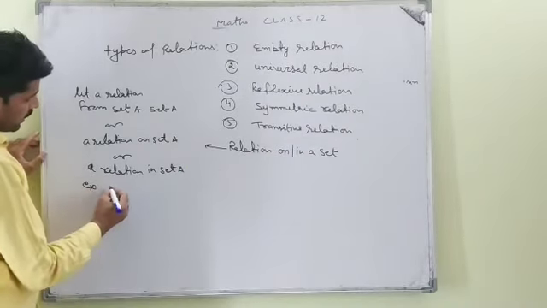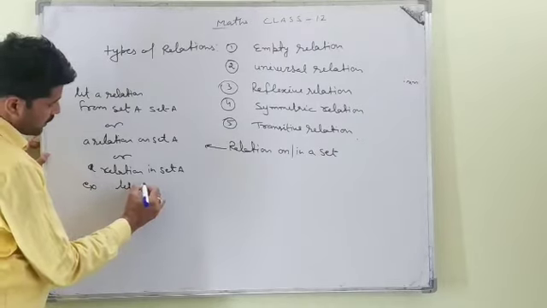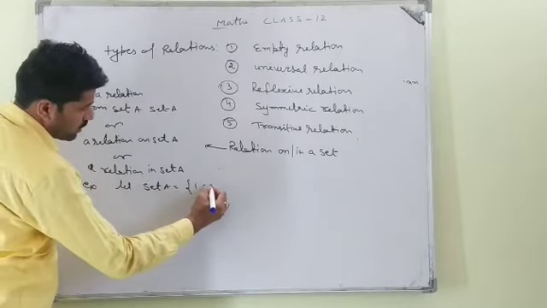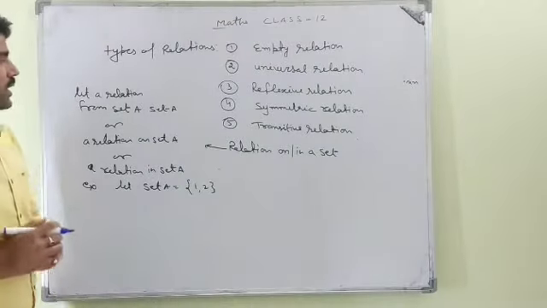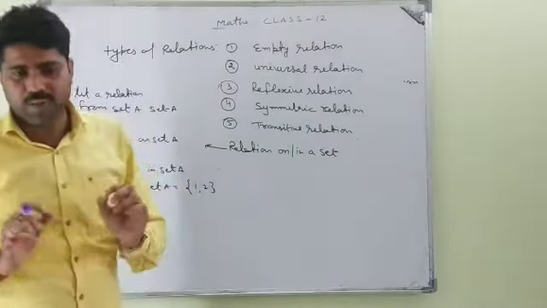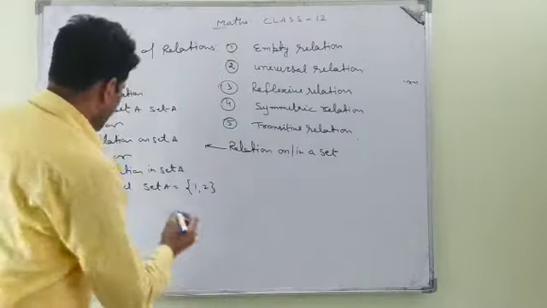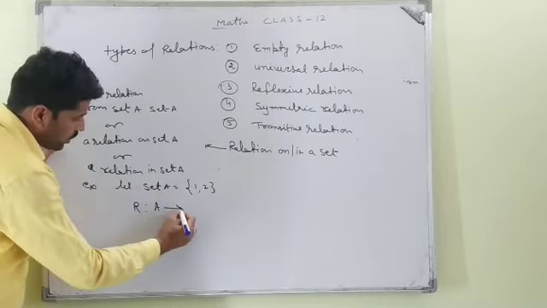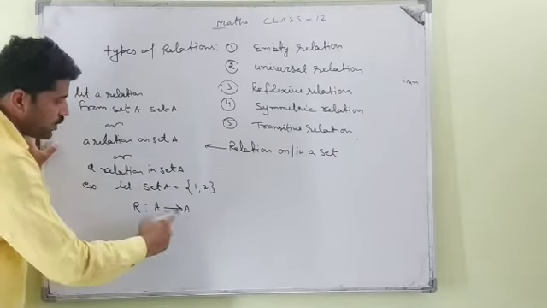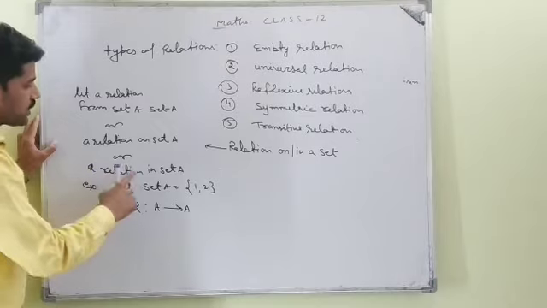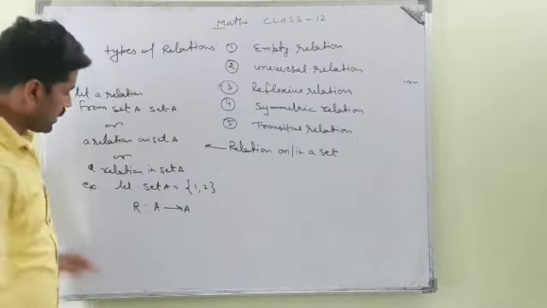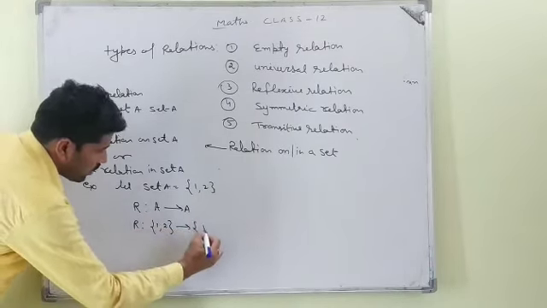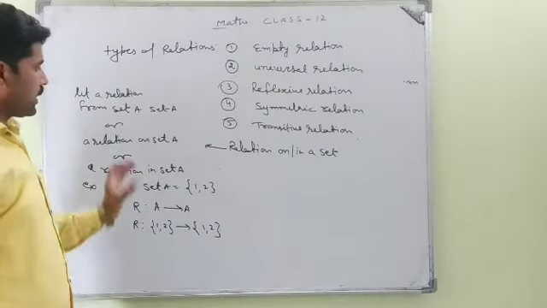For example, let set A be 1, 2. One thing I am telling you: a relation is represented by the capital letter R. So R is such that A to A. This is the domain and this is the codomain, A to A. Its meaning is a relation in set A, or a relation from set A to A, or R such that 1, 2, 1, 2. Then write the relations.